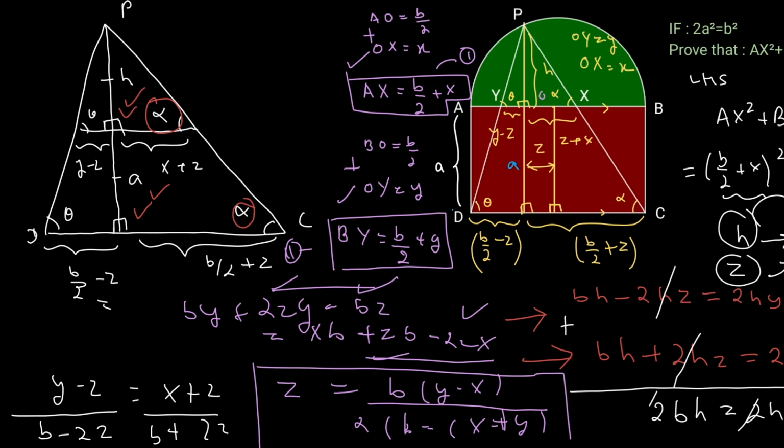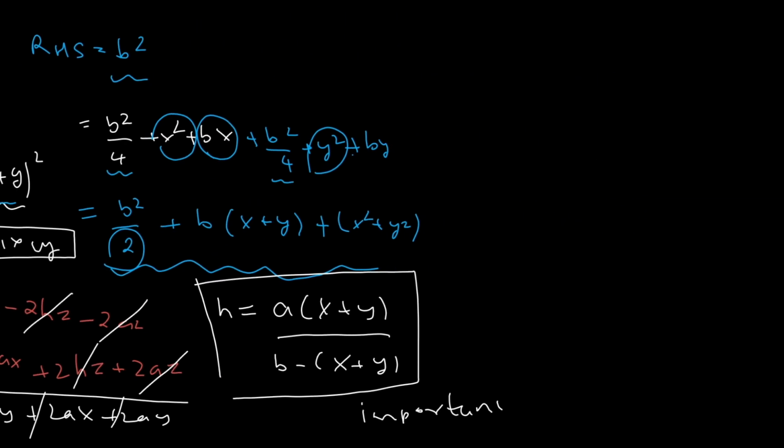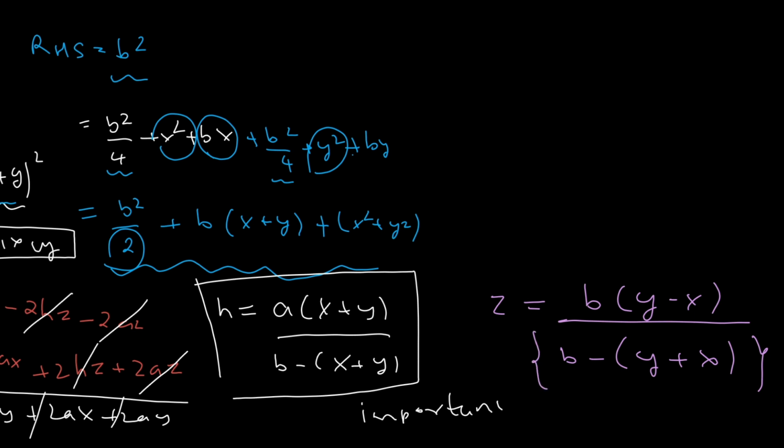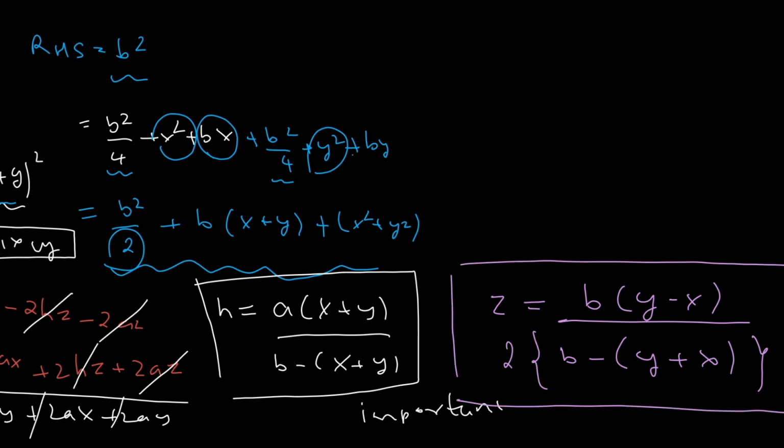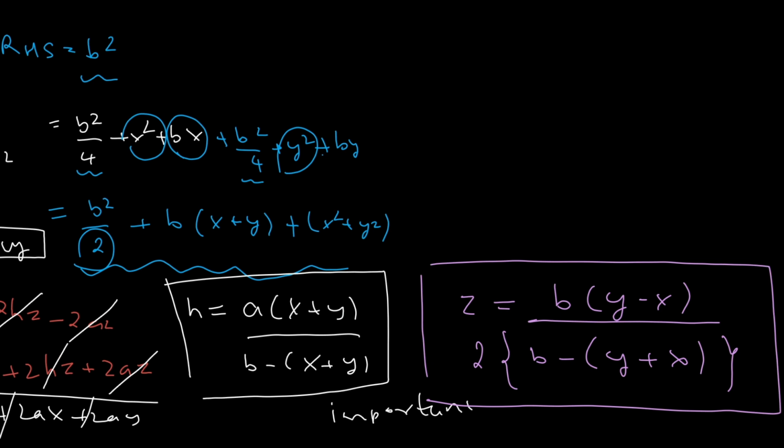So the first important equation that we have got was the value of h, that is over here. Now we have got the value of z, and that is going to be b multiplied with y minus x divided by b minus y plus x, and all of this multiplied with 2. This is the value of z in terms of b, x and y. Now let us utilize this very nicely.